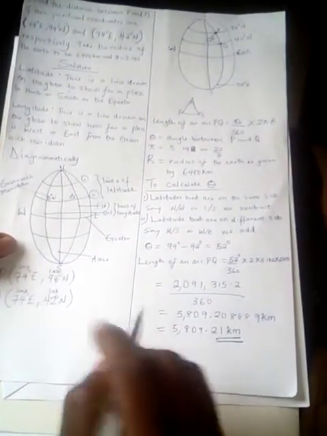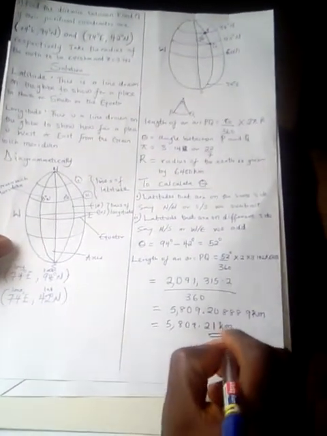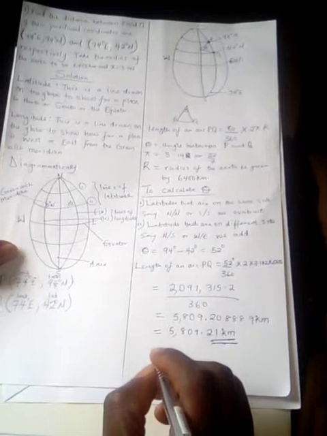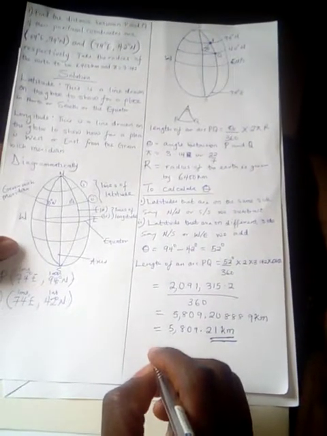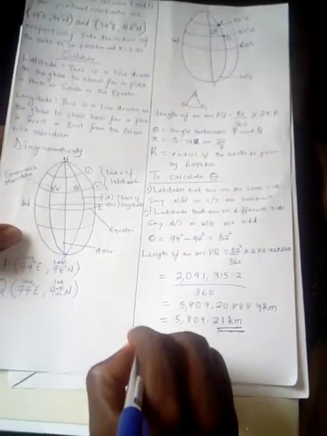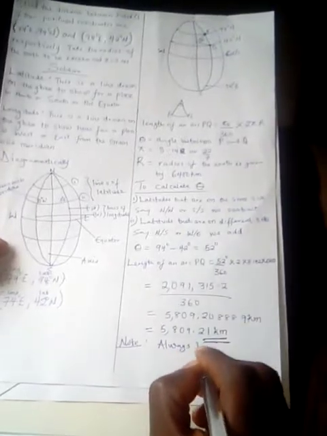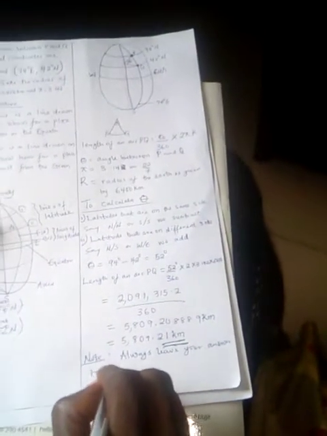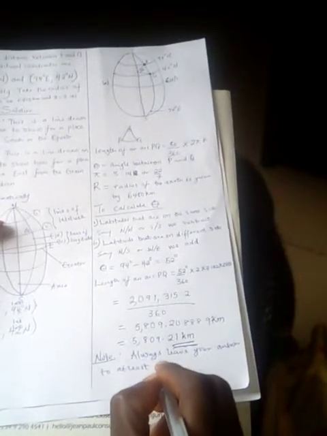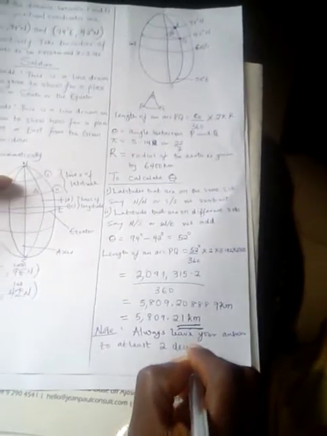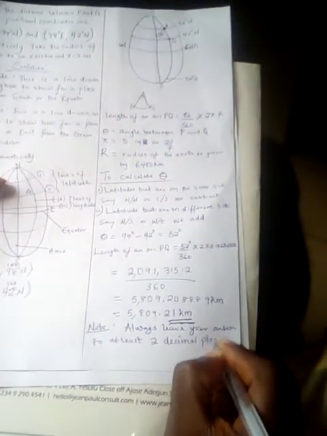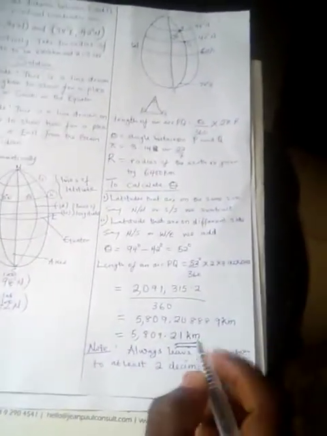And take note of something: if you want to write your final answer, always ensure that you leave it to at least two decimal places. That is, note, always leave your answer to at least two decimal places in order to get an accurate answer. So this is my final answer to the given question.